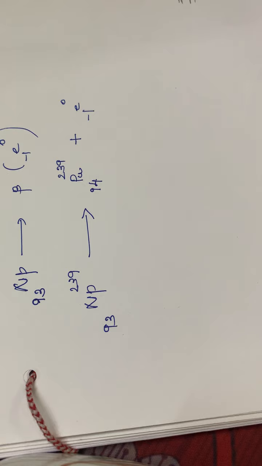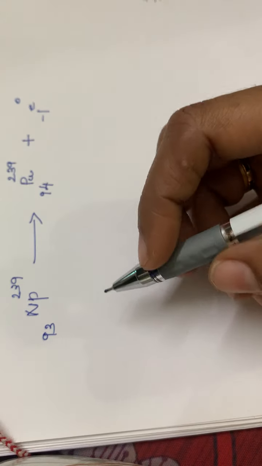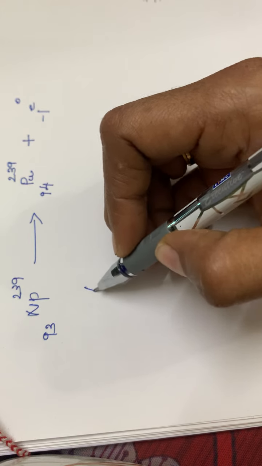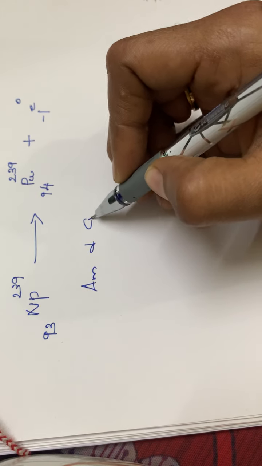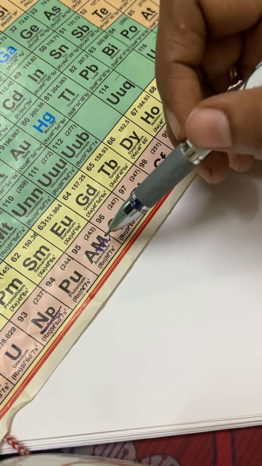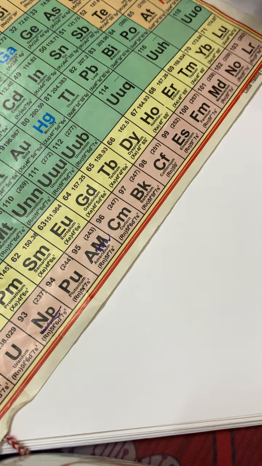Then the next one, we have to prepare the next elements, that is americium. Then comes americium and curium. See here, the next two elements after plutonium are americium and curium.